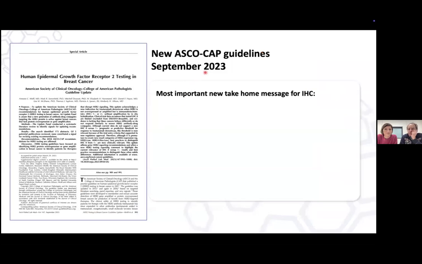These are the new ASCO-CAP guidelines, September 2023, and this is my note for the most important new take-home message for immunohistochemistry. And you may think I forgot to write it, or maybe I wrote it with white ink. But let me tell you, there is nothing of any importance to take home from this. They even tell us not to call HER2 low, HER2 low.